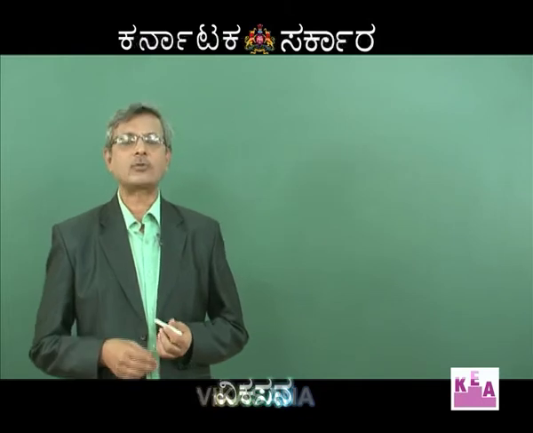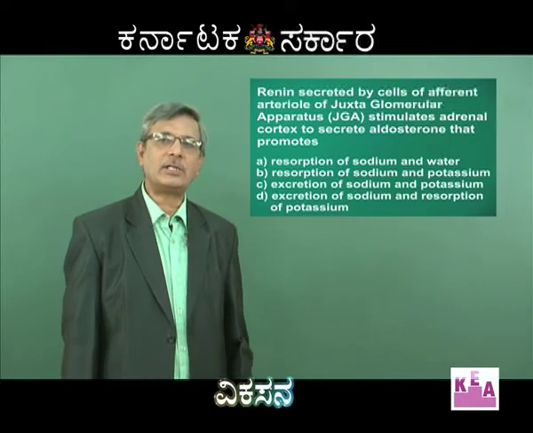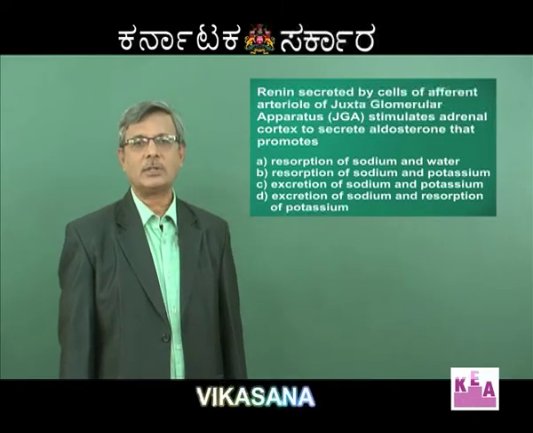Now we move on to the next question. The question is, renin secreted by cells of afferent arteriole of juxtaglomerular apparatus stimulate adrenal cortex to secrete aldosterone that promotes? It's a fine question. Remember, juxtaglomerular apparatus are formed by fusion of afferent arteriole with distal convoluted tubule. The cells of afferent arteriole are called juxtaglomerular cells that secrete a hormone called renin, and the distal convoluted tubule which attaches to this is made up of columnar cells called macula densa.